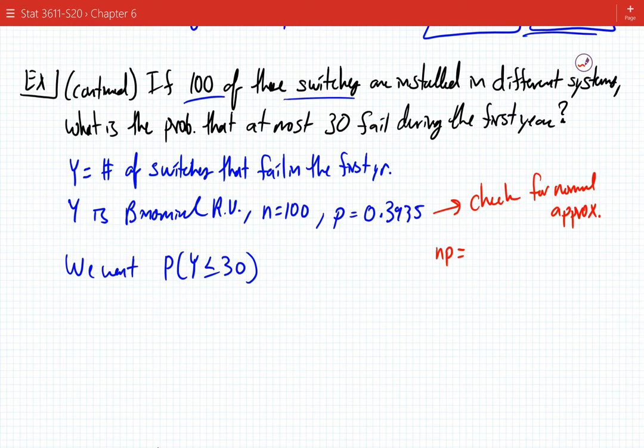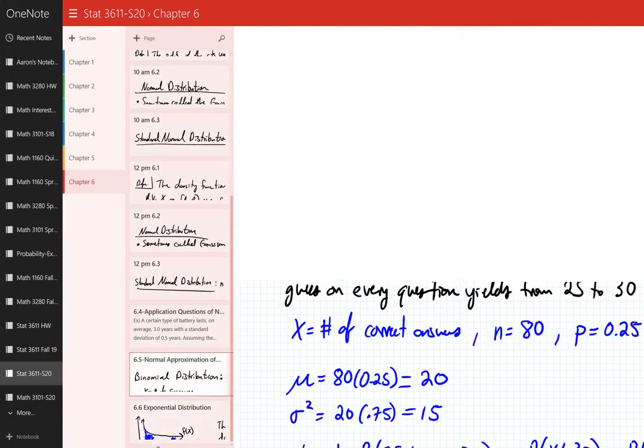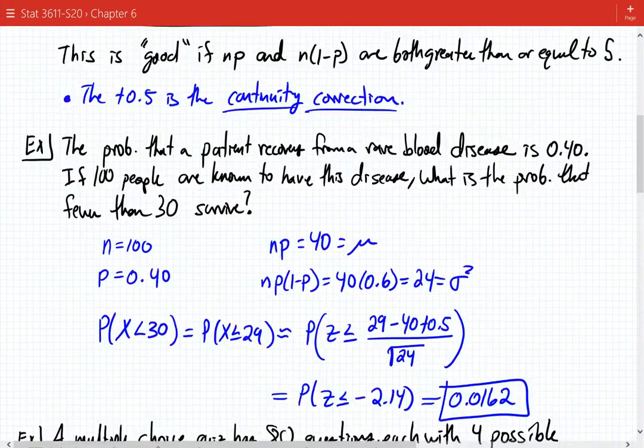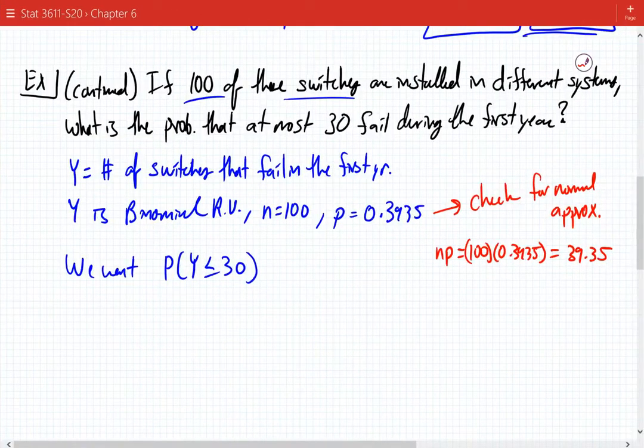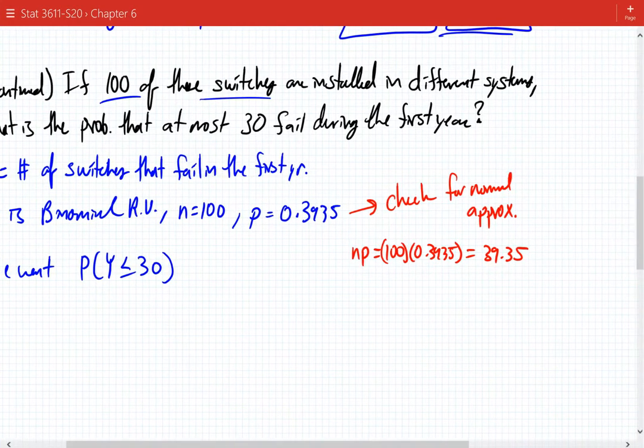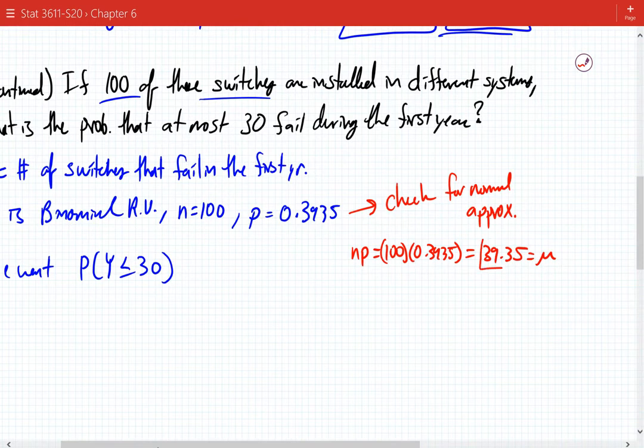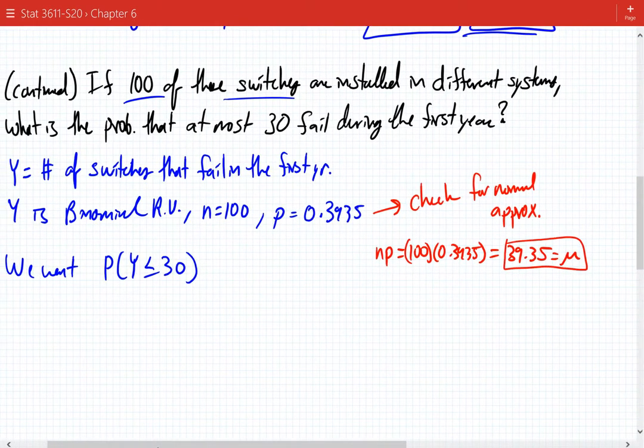n times p here, 100 times 0.3935. We run that through a calculator. That is 39.35. Is that large enough for a normal approximation? Well, we go back and look at our notes. A normal approximation to a binomial random variable is good if np and n times 1 minus p are both greater than or equal to 5. That's certainly greater than or equal to 5. In fact, this is going to be the mean mu in your normal approximation.